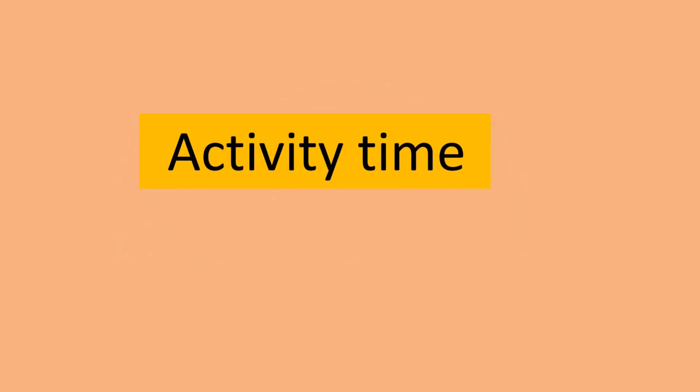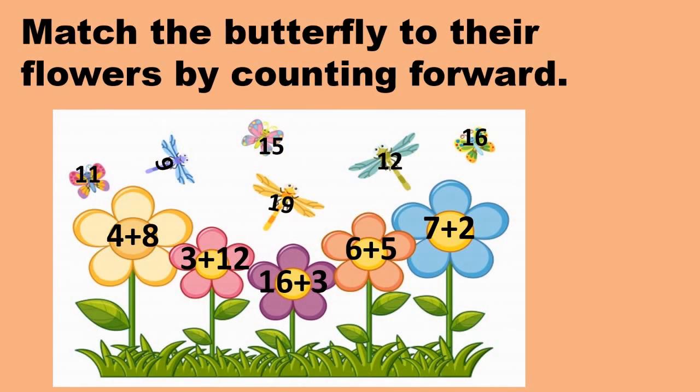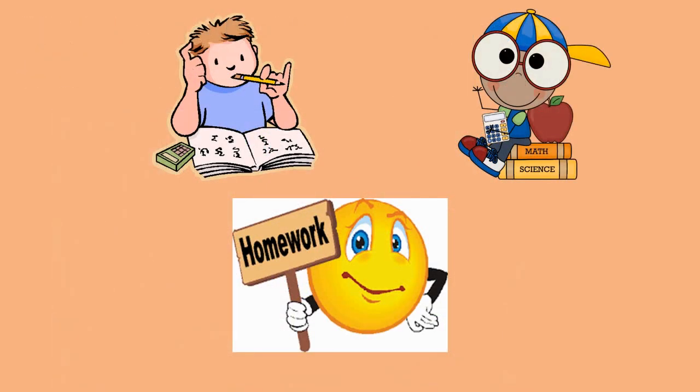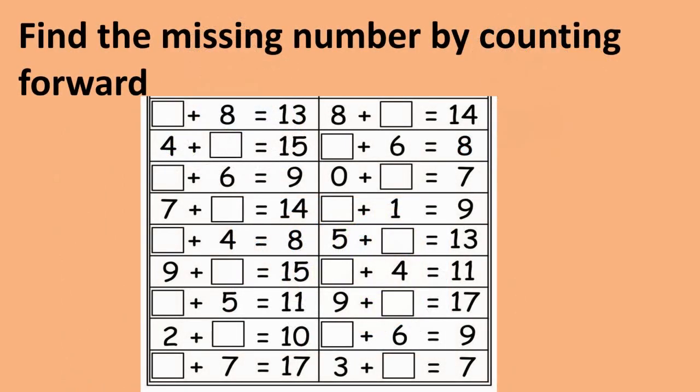Now student, activity time. Match the butterfly to their flowers by counting forward. Now it's your homework time. Find the missing number by counting forward. Student, you can use your finger also for counting.